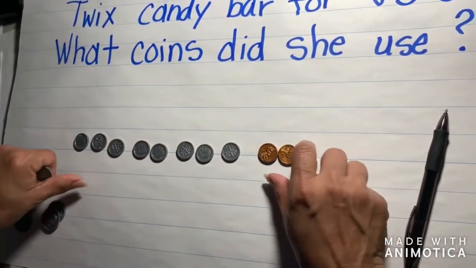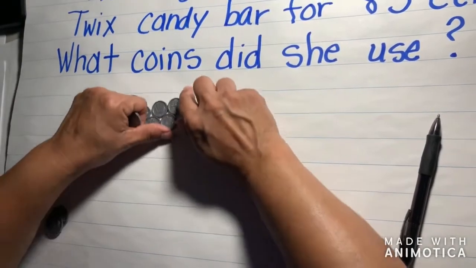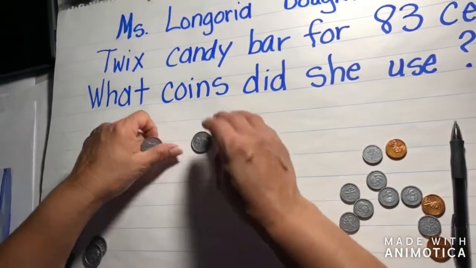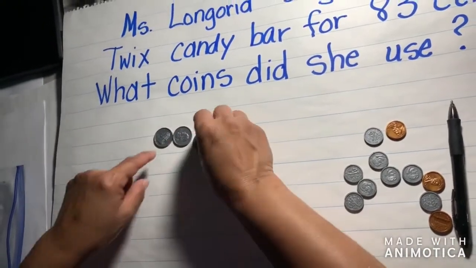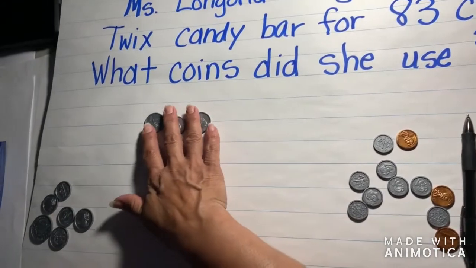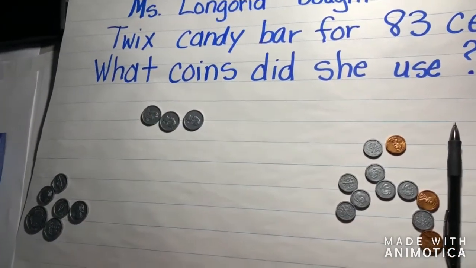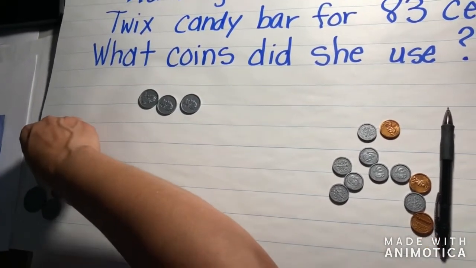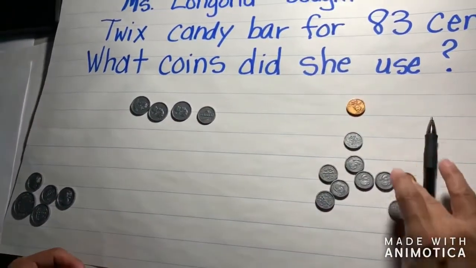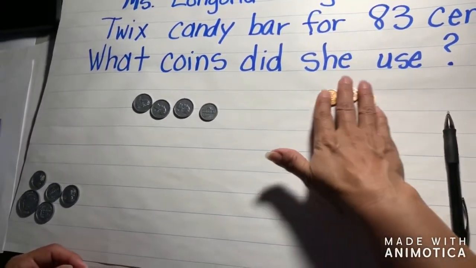But I know even a faster way. Watch how I use 3 quarters. After all, they're each worth 25, so we have 75 cents. And then I can use a nickel. And of course, I'll need those 3 pennies.